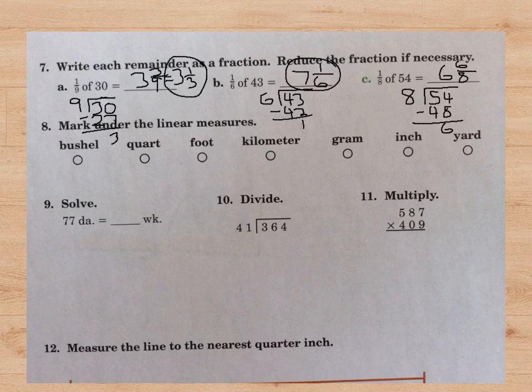Now that can be reduced to 6. What goes into 6 and 8? What's your greatest common factor? The greatest number that goes into 6 and 8? Well, 2. 2 goes into 6 3 times. 2 goes into 8 4 times. And we're left with 6 and 3/4.